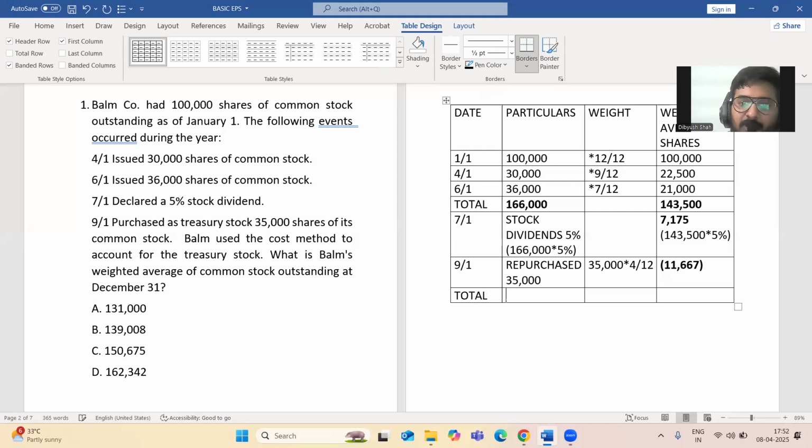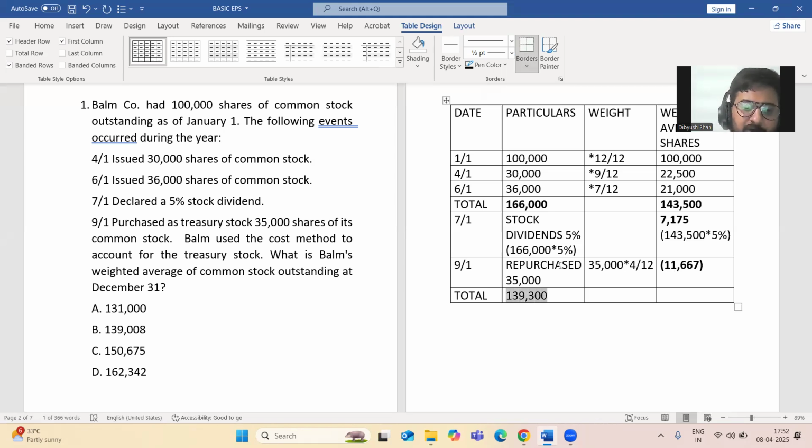So again, I am doing a total. The total number of shares outstanding will be 1,66,000 plus 5% bonus, and that minus 35,000. So the total number of shares outstanding is 1,39,300.